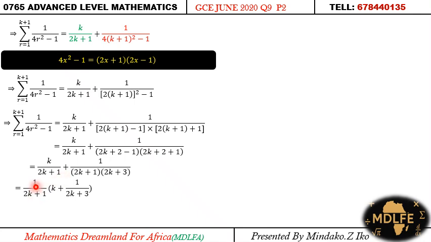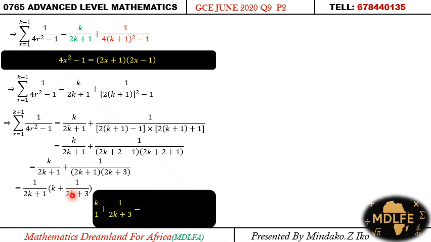So I have 1 divided by 2k plus 1 times k. I will have this 1 divided by 2k plus 1 times 1 divided by 2k plus 3. So I will have this 1 divided by 2k plus 1 times 2k plus 3. So it's the same thing. Now I'm going to handle this part, leaving this other part constant for now. Okay, so if I handle this part, this is what we are going to have.